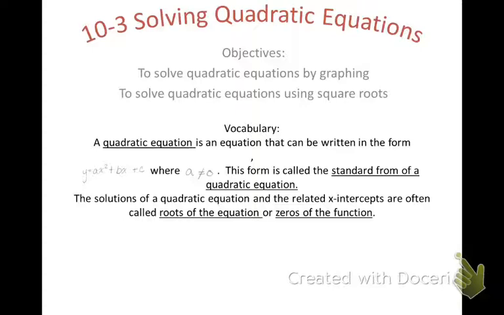Vocabulary. A quadratic equation is an equation that can be written in the form y equals ax squared plus bx plus c, where a does not equal 0. This form is called the standard form of a quadratic equation. The solutions of a quadratic equation and the related x-intercepts are often called roots of the equation or zeros of the function. So we're going to go over 2 ways of doing this. We're going to solve them by graphing, and then we're going to solve them by just using square roots.